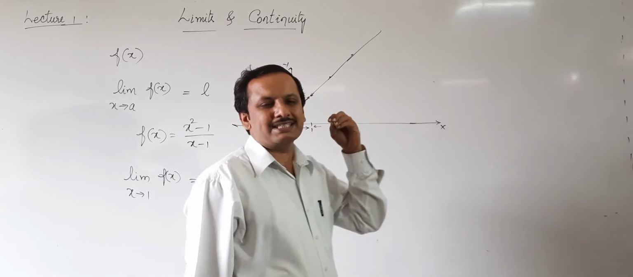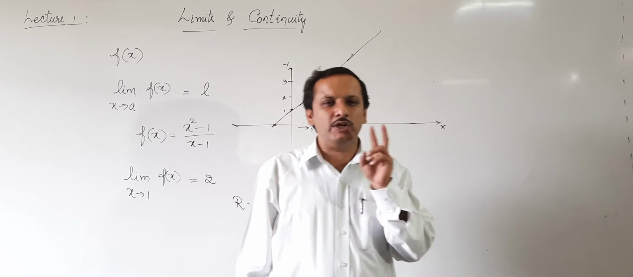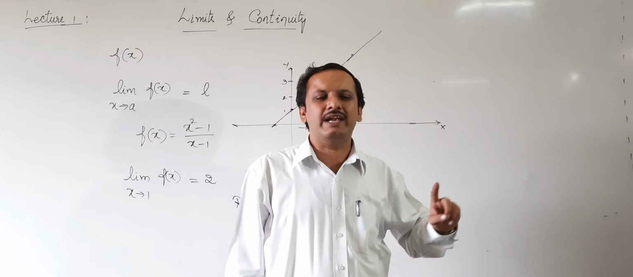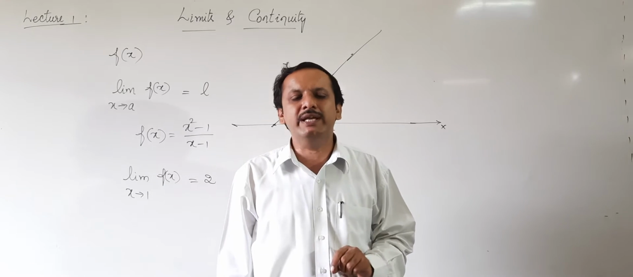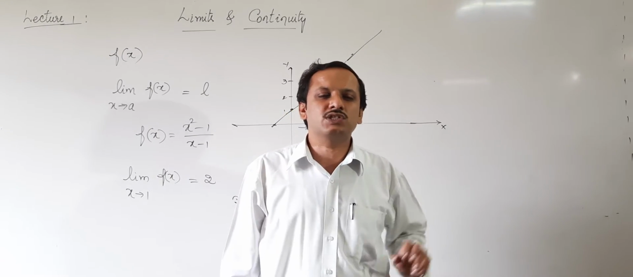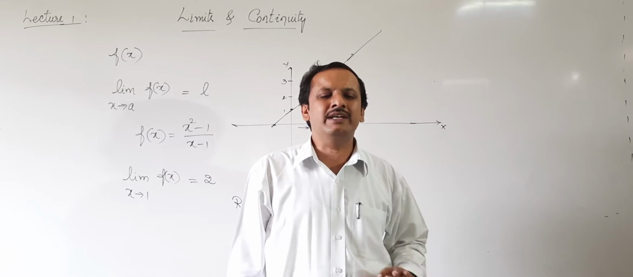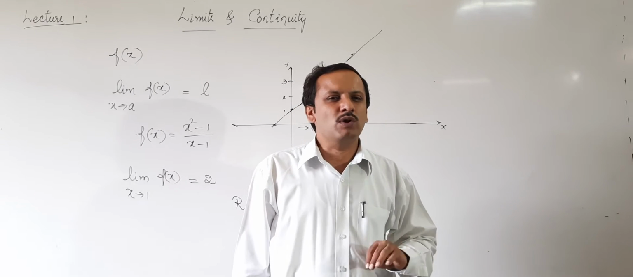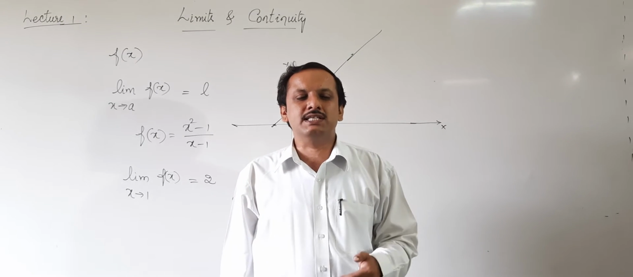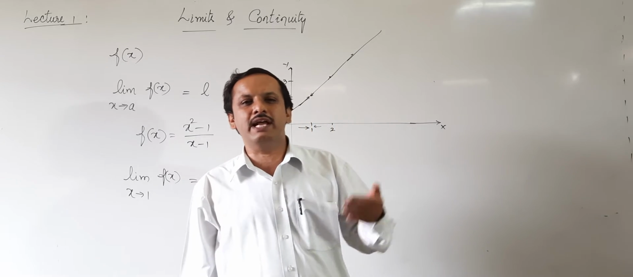See, for the existence of the limit, we need to check only two things. One is the left hand limit and the other one is the right hand limit. Check whether those two exist or not. Left hand limit and right hand limit, do they exist or not? That is what we have to see. If they do exist, after that whether they are equal or not, that we must observe.